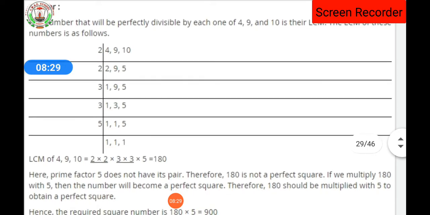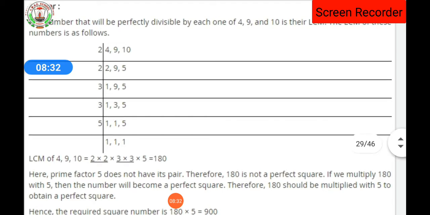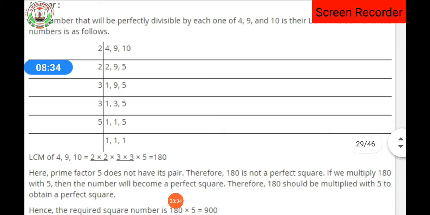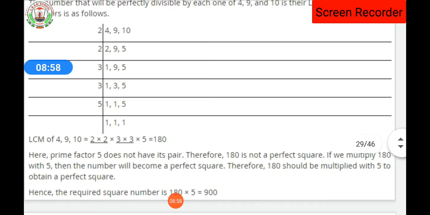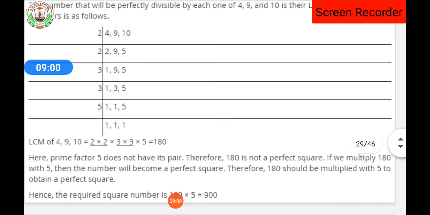Here we can see that 5 does not have a pair, hence 180 is not a perfect square. In order to make 180 a perfect square, we have to multiply by 5 on both sides. Therefore 180 should be multiplied with 5 to get a perfect square. So 180 multiplied with 5, you will get 900, as we know that 900 is a perfect square. So have you understood how to solve this question?